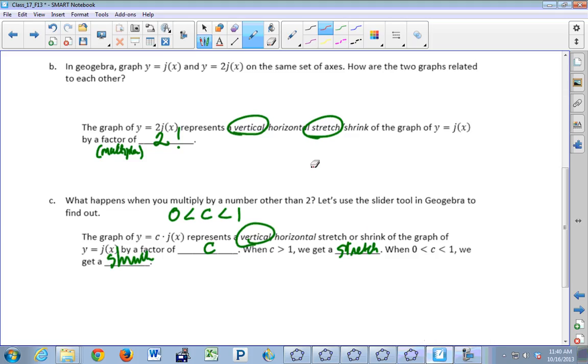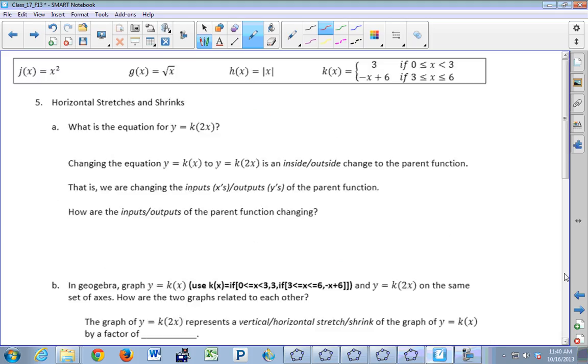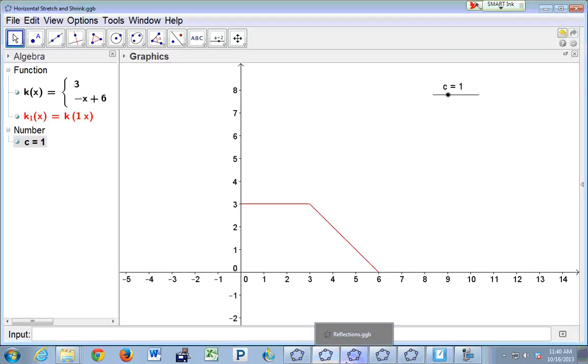So now we can expect something funky because now we're going to look at horizontal stretches and shrinks. Counterintuitive. All right, so what function are we looking at now? Oh boy, we get to look at the step function. So that's this function right here. There's our step function. From 0 to 3, we're the constant function 3. And then from 3 to 6, we're a linear function with a slope of -1, -1x plus 6. That's the equation from 3 to 6. So we're a piecewise function.